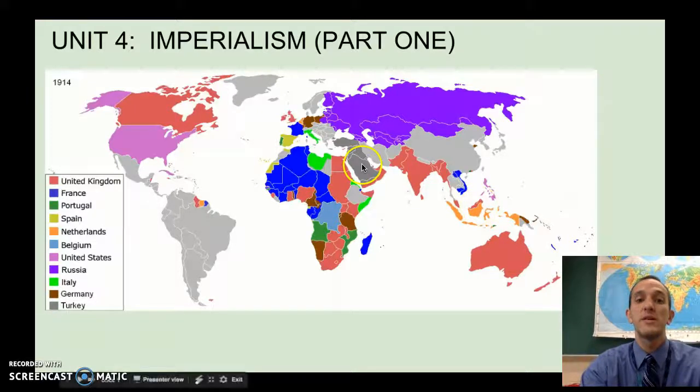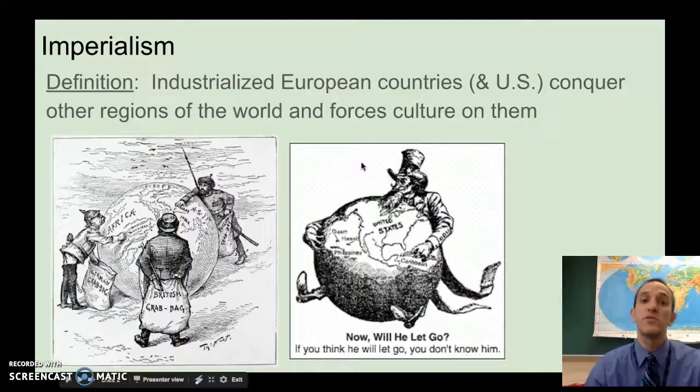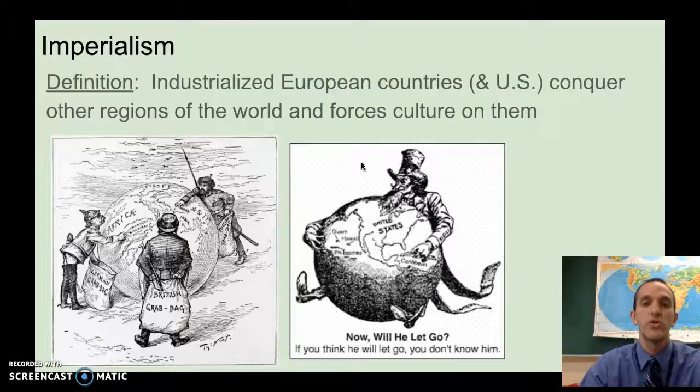We're going to see European countries, which is what imperialism is, although Japan is an exception, and the United States, go out and conquer other regions of the world in the 1800s. They're going to force their culture on these regions. They're going to virtually enslave, to a certain degree, some of these populations of people. They're going to discriminate against these people. They're going to take their resources and use them to make their own empire wealthy. So we have the Europeans going out, conquering areas, and bringing ideas back.